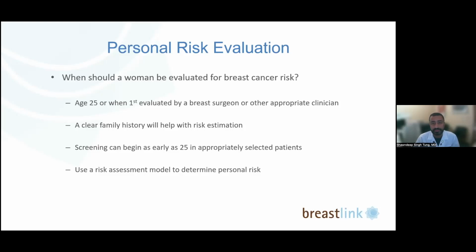Number two, being able to ascertain a clear family history will help with the risk estimation. So before you meet those providers, it's important for you to actually understand what your family tree looks like. So when those questions are asked, you can readily answer them. And the reason why it's so important to get this screening done early is because there are some guidelines for appropriate patients where screening can begin as soon as 25, and that's screening with imaging, not just breast exam. And when you do meet these clinicians, as I do in my own practice, I always use a risk assessment model to determine the personal risk. And that's something that I will go over in a little bit.